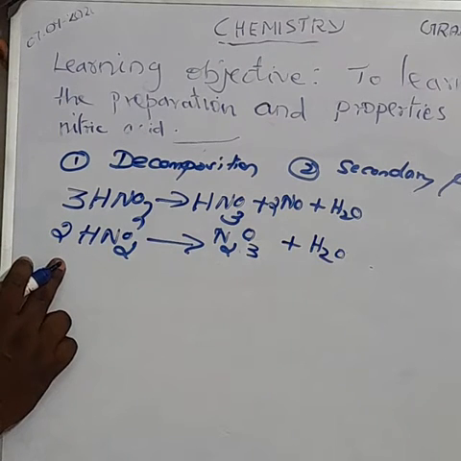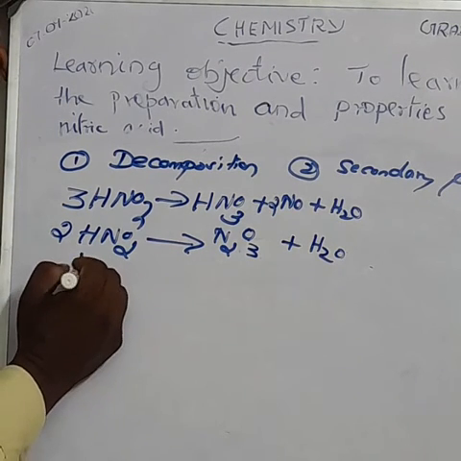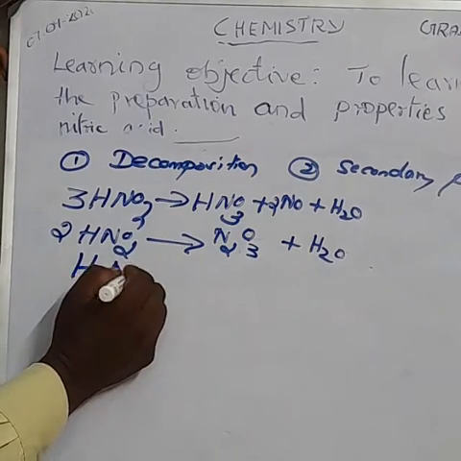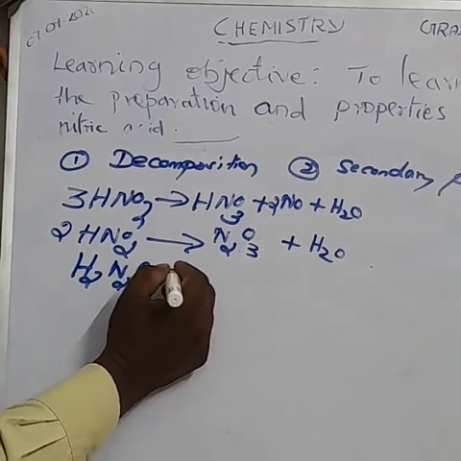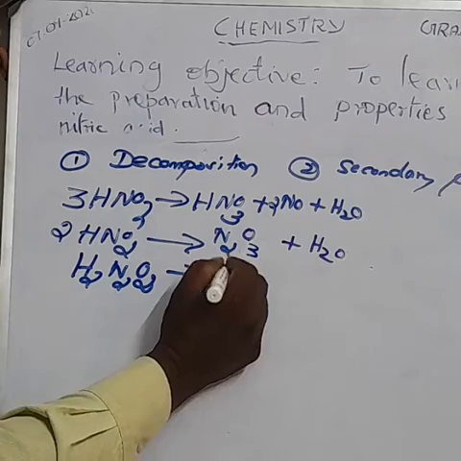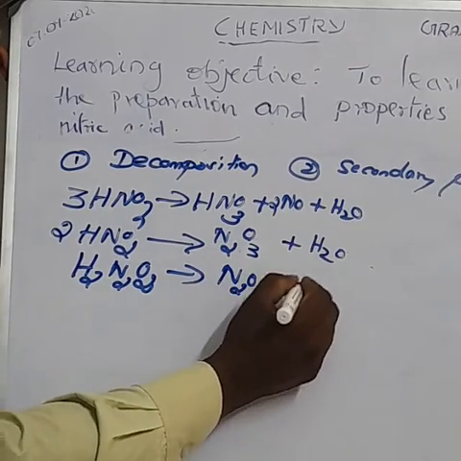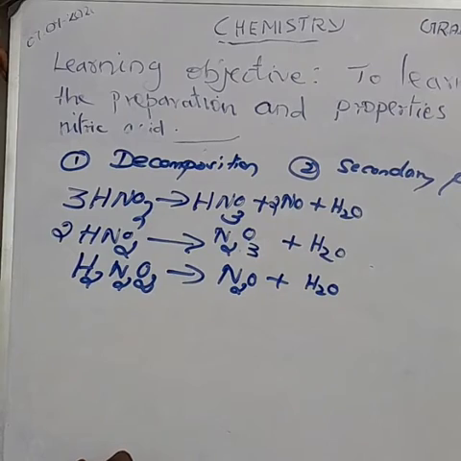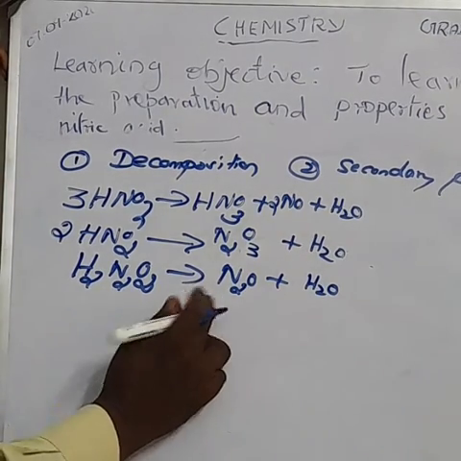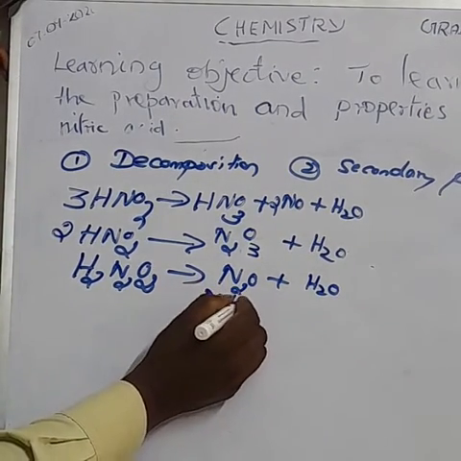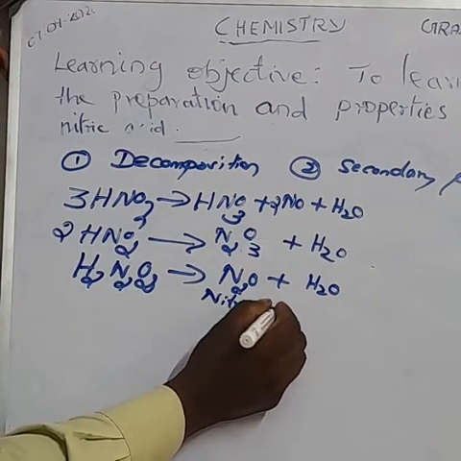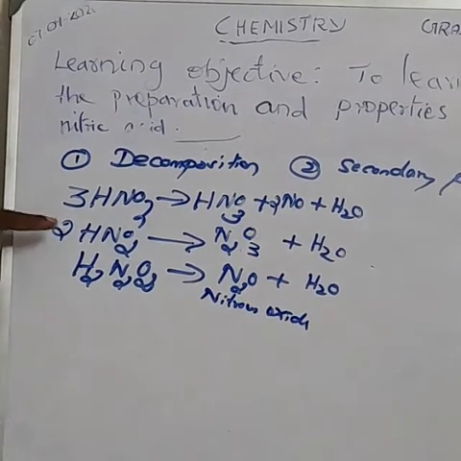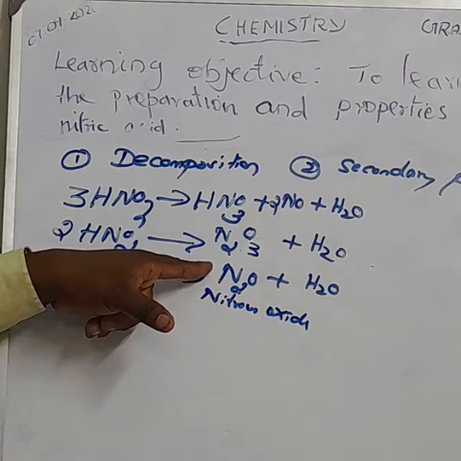Next, about hyponitrous acid, formula H2N2O2. On decomposition we get N2O plus water. Here, what is the meaning of N2O? Nitrous oxide. This is a nitrous acid. This is a nitrous oxide.